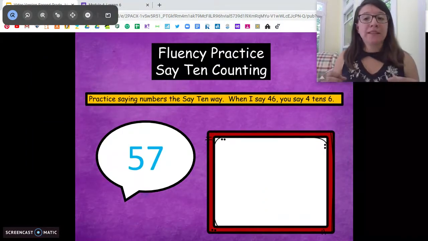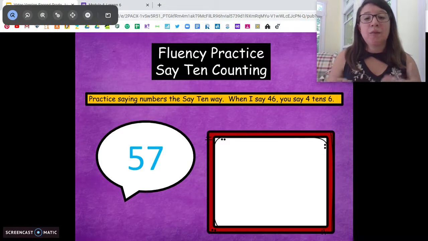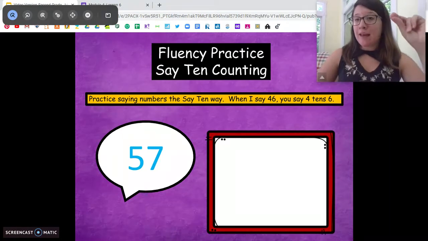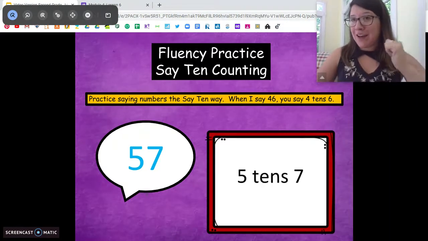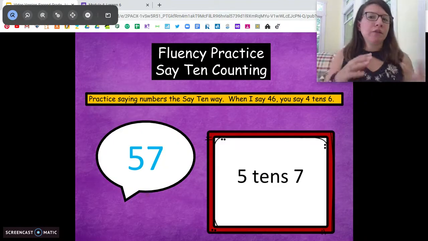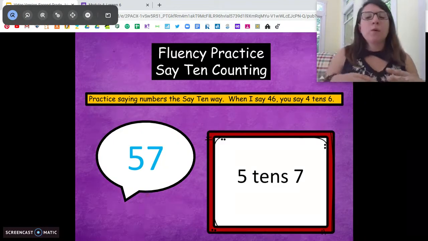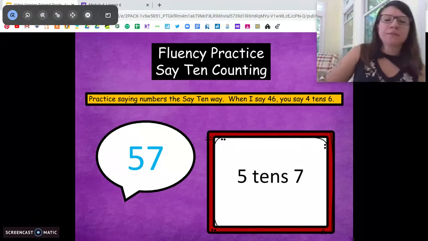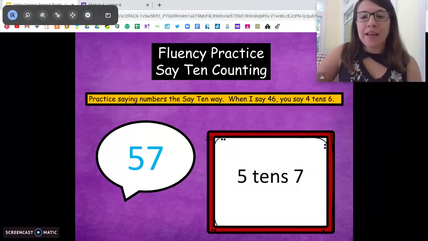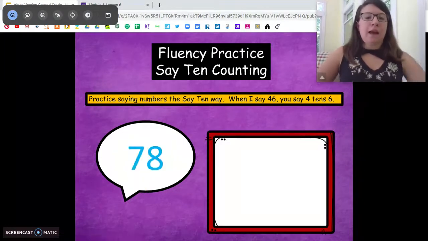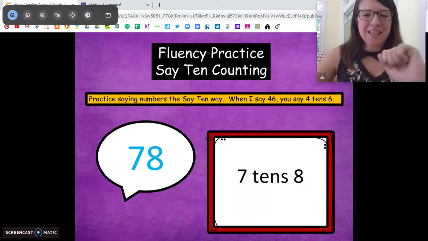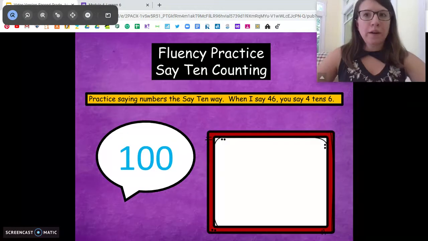All right. Now we're going to practice breaking numbers down the say ten way. So when I say 46, you say 4 tens 6. If I say 57, you say 5 tens 7. Good. Remember, it's different from unit form. We're just going to say the say ten way. So we say the tens and then the extra ones. So 57 is 5 tens 7. Try 78. 7 tens 8. Awesome job.